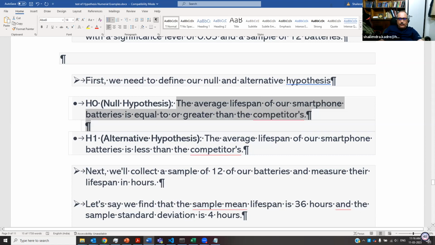Then what do we want to do? Greater than in the null means the less than sign will be there in the alternate hypothesis. What does the researcher want to prove? The researcher wants to prove that the average lifespan of our smartphone battery is less than the competitor's. That's what they want to prove, so that is the alternate hypothesis.